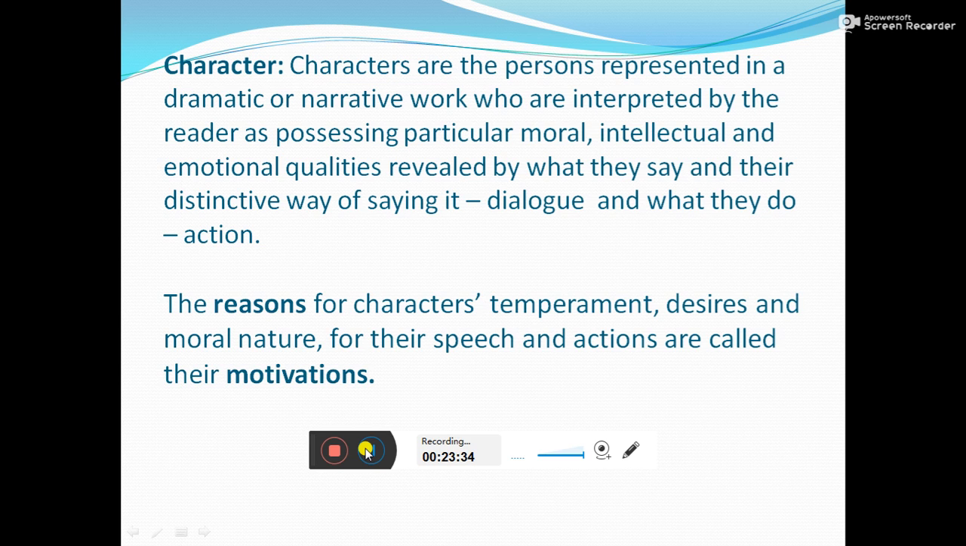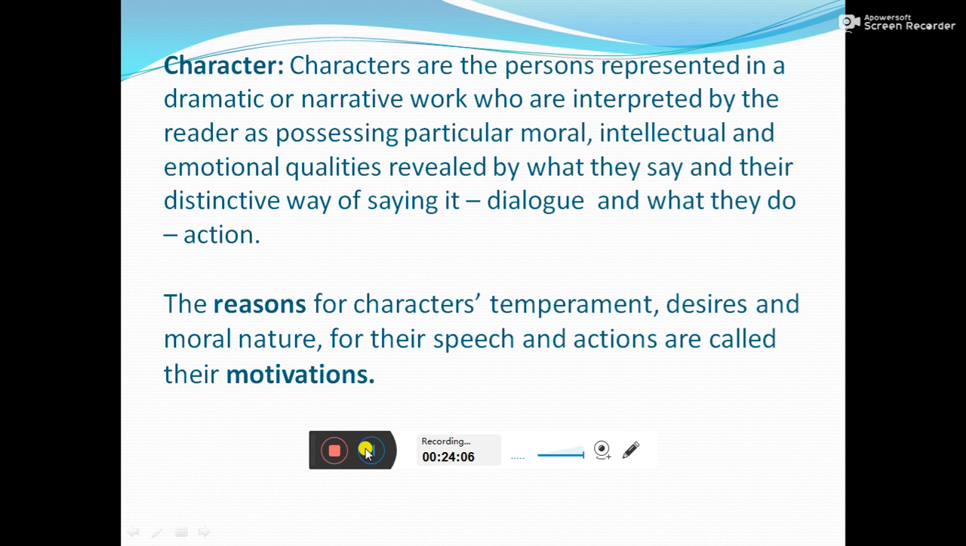So from their words, from their dialogue, what these characters say and how they say it is called dialogue, and what they do. We know about their moral, intellectual and emotional qualities by their dialogue, and what they do, that is their action. So these two elements, dialogue and action, have also been defined here.